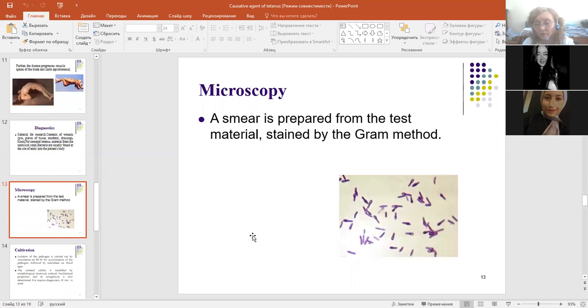The first method that is used is the microscopical method. The smear is prepared from the test material, stained by the Gram method, and we are looking for gram-positive rods, thinly arranged.